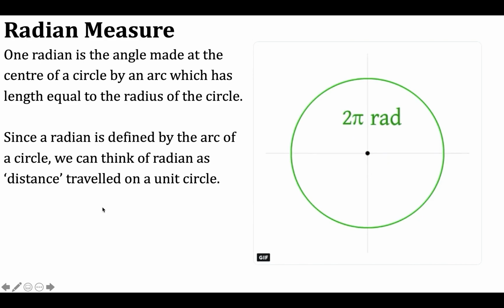So since a radian is defined by the arc of a circle, we can think of radians as the distance travelled on a unit circle. Okay, so the distance around the outside. So 1 radian is the distance travelled divided by the radius.